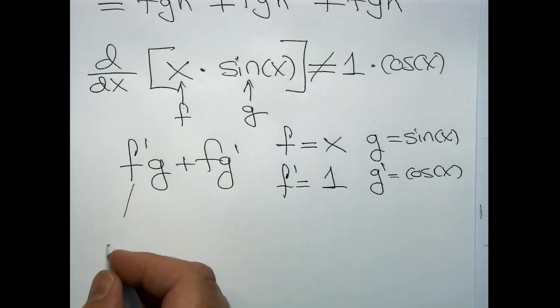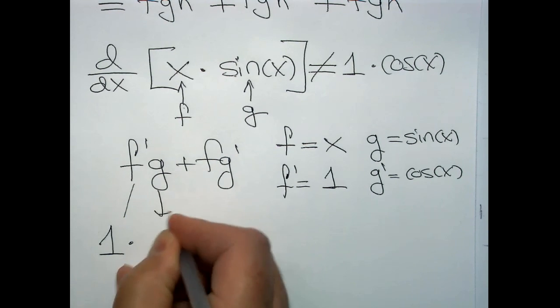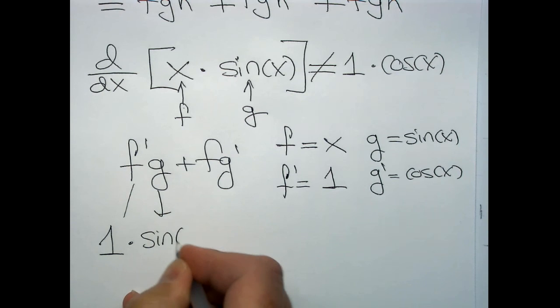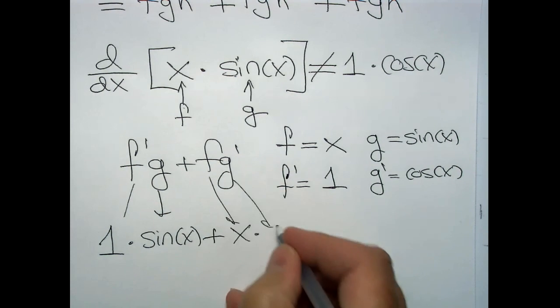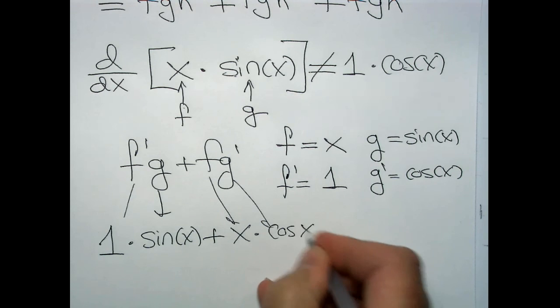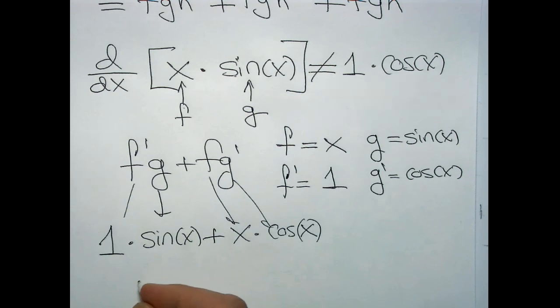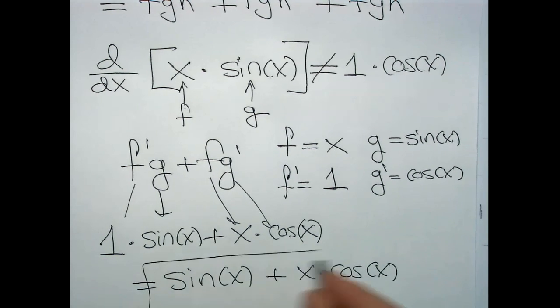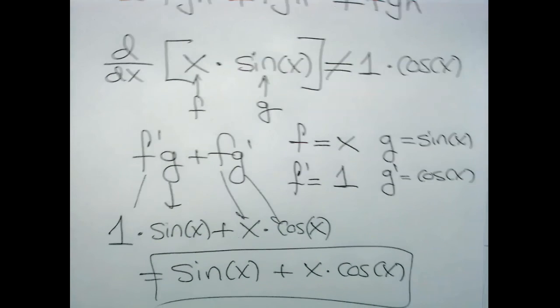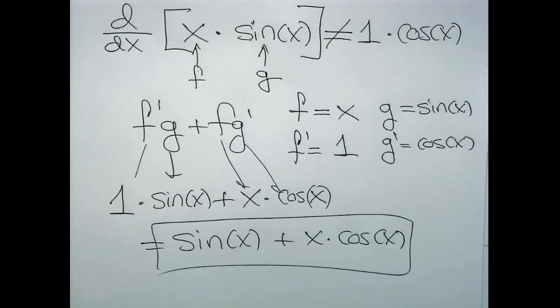So f prime is 1. G is sine. F is x. G prime is cosine. So the derivative here is the sine of x plus x cosine of x. Pretty tough to get without having a product rule. So make sure that you know your product rule.